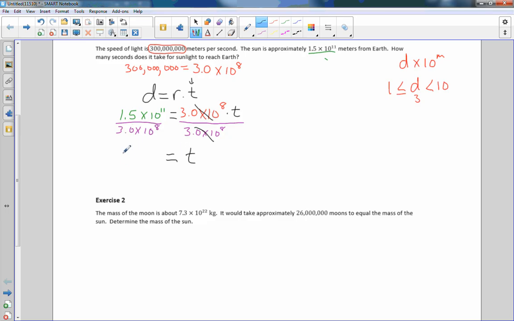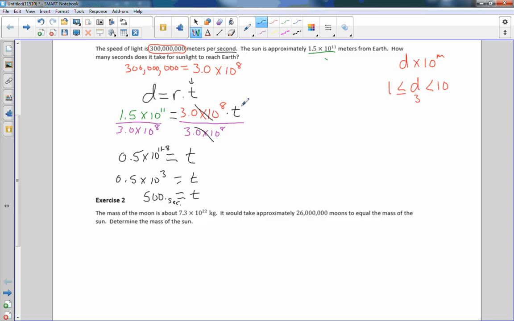1.5 divided by 3 is 0.5. 3 goes into 1.5 a half a time. Okay, and then our rule for division is to subtract our exponents, and I'm going to show that so we remember the rule. So my answer is going to be 0.5 times 10 to the 11 minus 8, which is 3. That tells me to move the decimal 3 places to the right, so I'm going to get 500. 5 is 1 place, so that's to here. The decimal was here. 1, 2, 3. So 500, and it's seconds. How much time? 500 seconds.